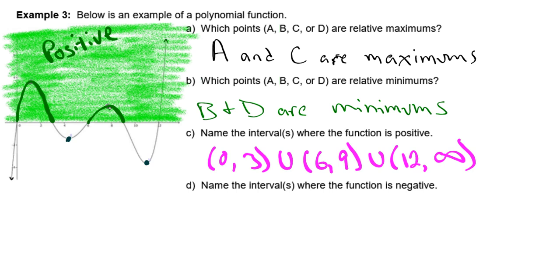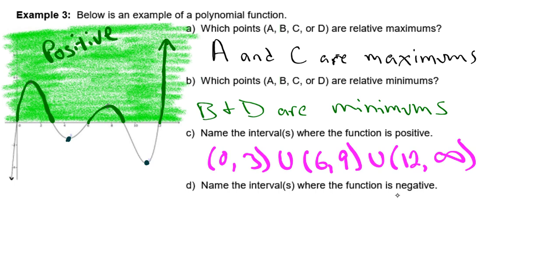So 6 to 9, it is also above the x-axis. And then from 12 on up forever, it stays above the x-axis. So all of those three different sections above the x-axis get their own interval when we write it out. Those three sections where it's above the x-axis, three sections where it's positive, three intervals, one for each.